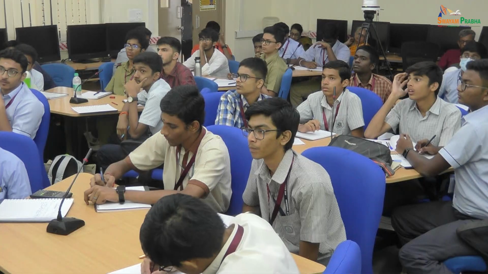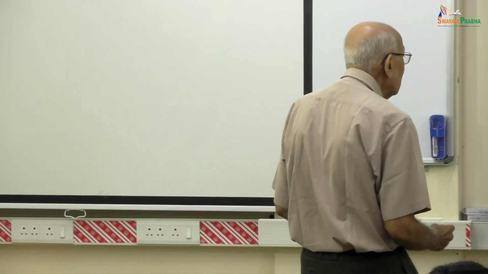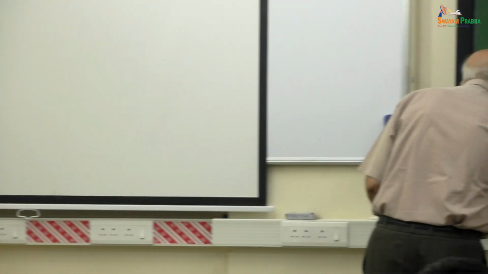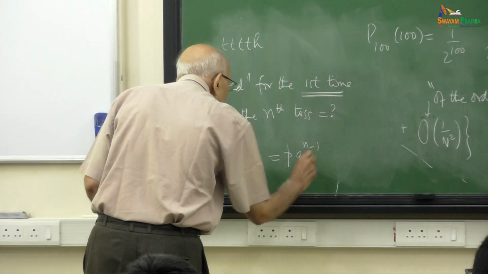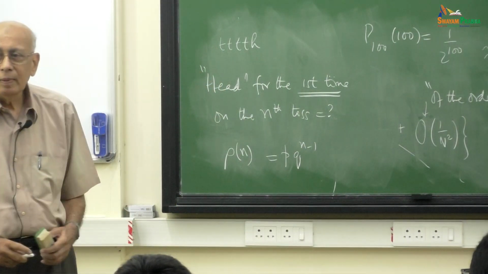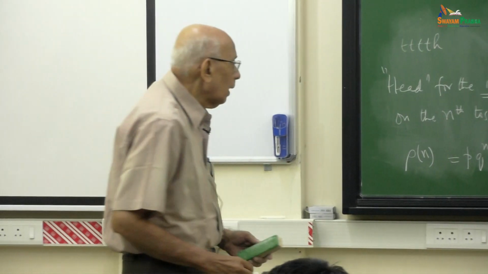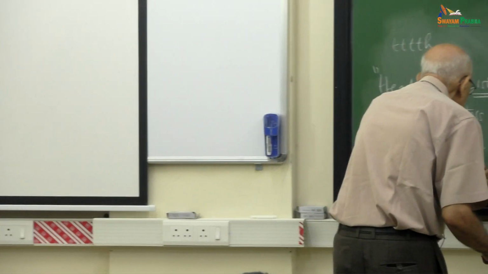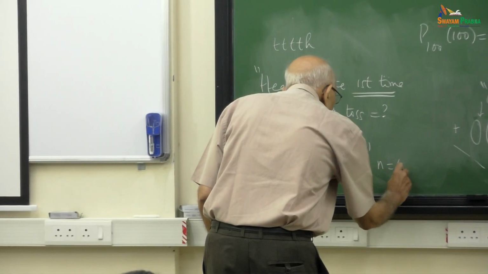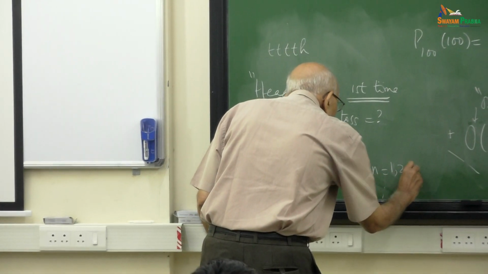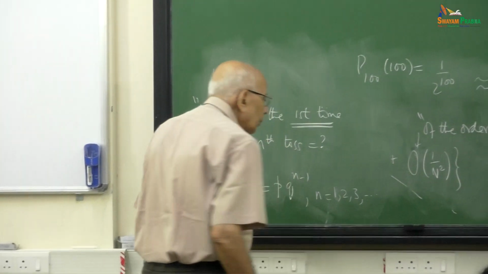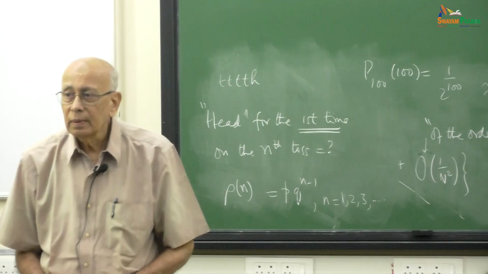What's the probability of this happening? So what's this probability? And what are the values of n? 1, all the way to infinity. You could continue to keep getting bad luck. Can happen.